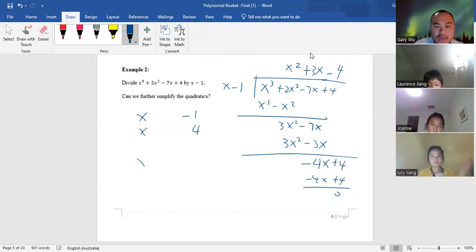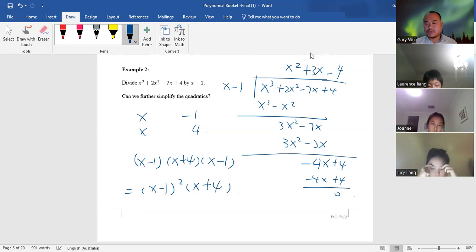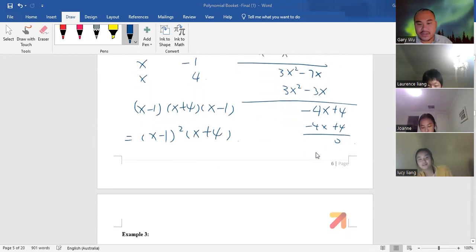So it will be x minus 1 times x plus 4 times x minus 1. Therefore, it will be x minus 1 squared, x plus 4. Does it make sense? Did you get it right? Let me check. Okay, very good. Lawrence and Joanne, you both got it right. And that is within 2 minutes, I guess. You guys did it very quickly.